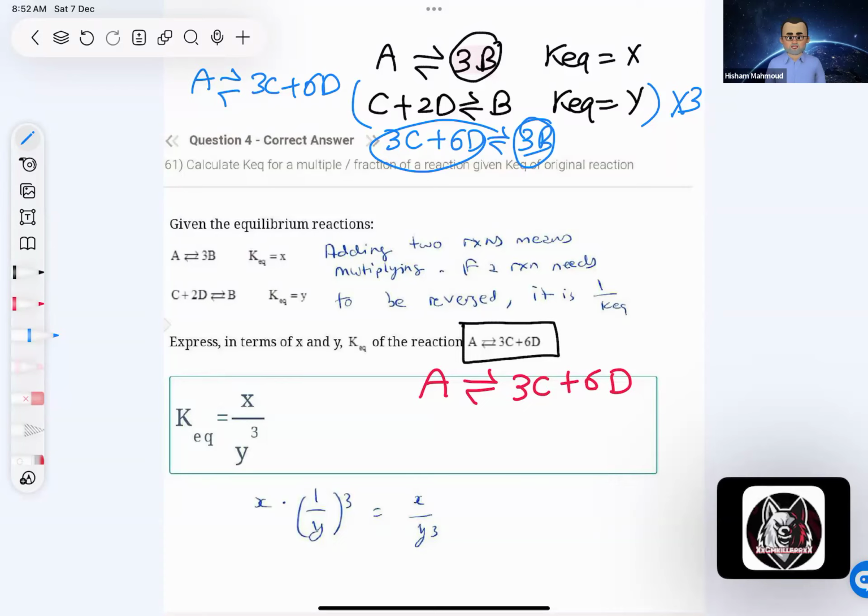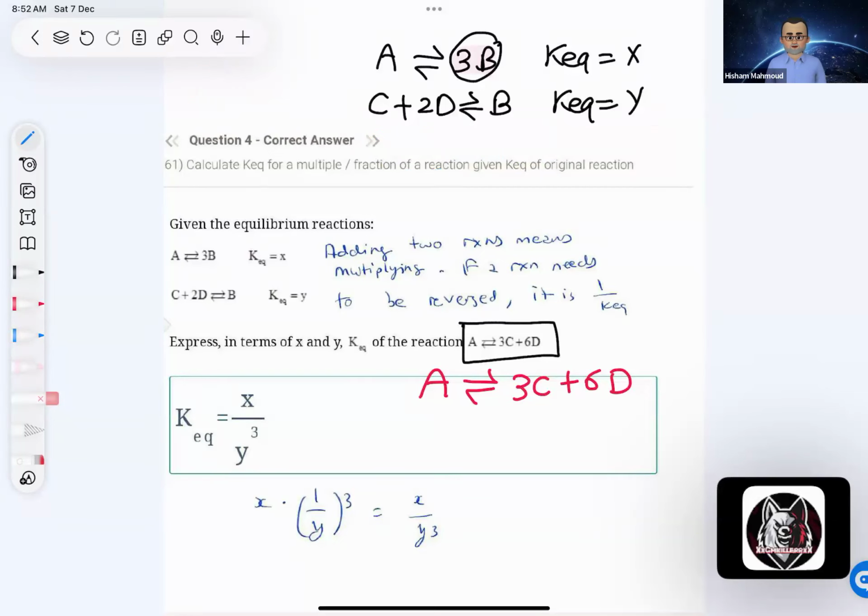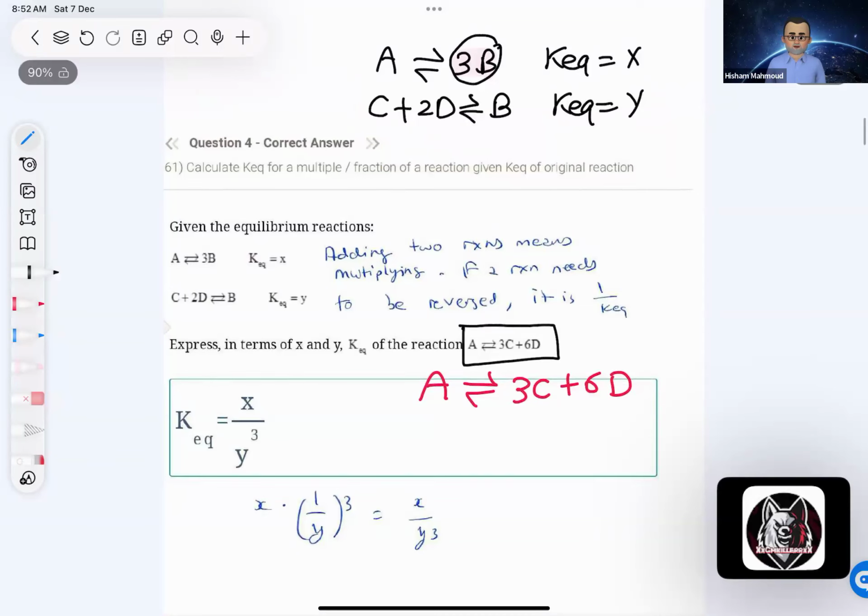If you don't understand this well, let's make this one easier. Like a Hess cycle. So this is A gives me 3B, and this is B coming from C plus 2D. So I need to add the two equations to find the final equation, which is A to this one.